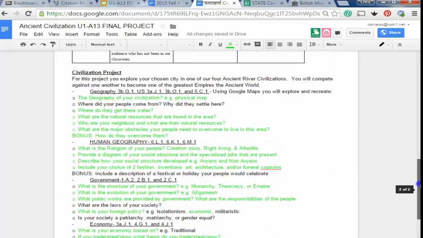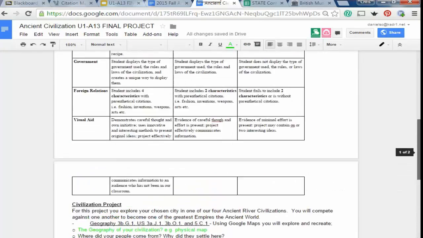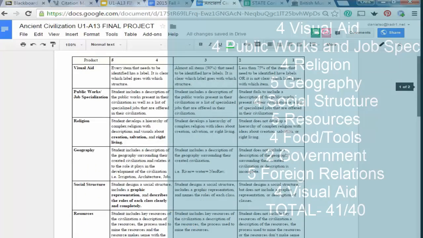Double check this assignment once I've gone through, kind of have everything that I need to do. I'm going to go back to the rubric, make sure that I have all those things.